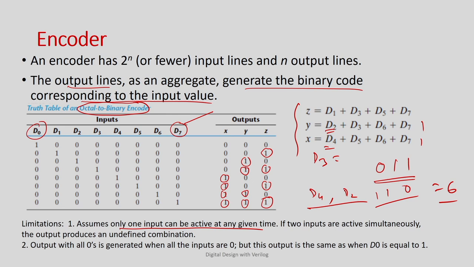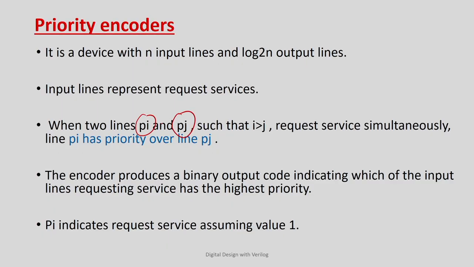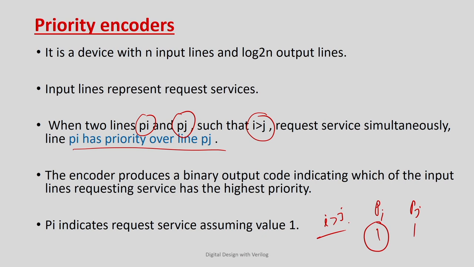But in general, in practice, we are mostly interested in priority encoders. It is the same philosophy that it has 2 to the power n possible input values and n outputs, but there is a priority among these inputs. Usually, if you have 2 lines Pi and Pj, if i is greater than j, then Pi has more priority than Pj. So, if Pi and Pj are both 1, since i is greater than j, I will consider Pi.